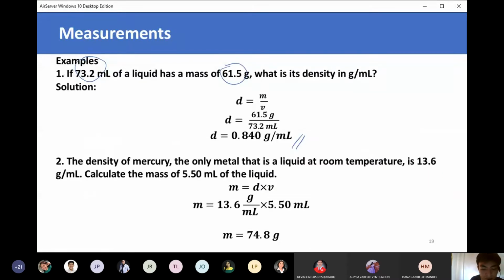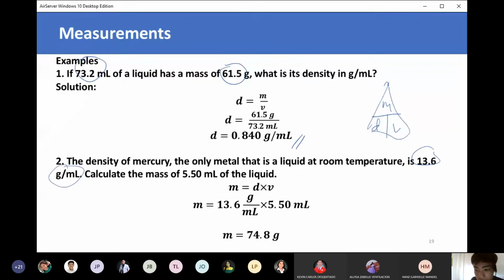Okay, so number 2, you are given the density. You have to solve for the mass, no? So using the triangle that we have earlier, to solve for the mass, all you have to do is to multiply density and the volume. As you multiply them, make sure that the units will cancel out.